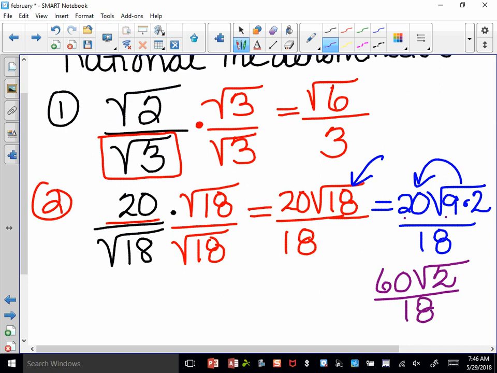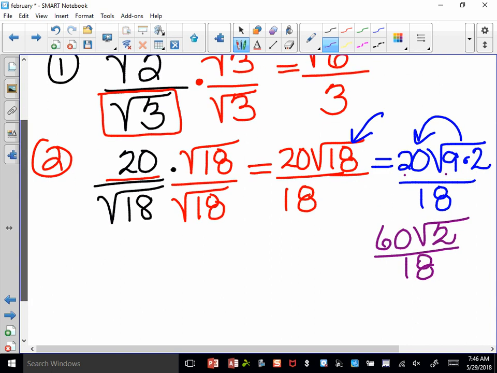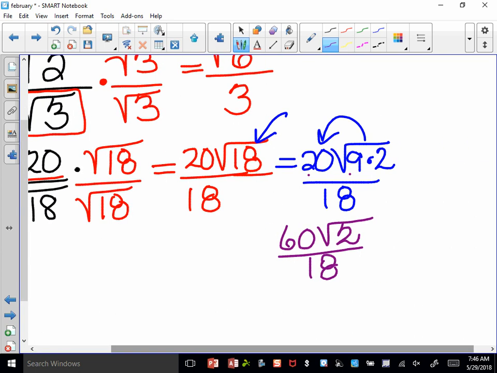Now you can treat the numbers on the outside just as if you would a fraction. So you would obviously simplify 60 and 18. So what's the largest number that can go into both? 6, all right. So 6 goes into 60 how many times? 10. 6 goes into 18, 3. And then that will be your final answer. Okay, any questions so far?